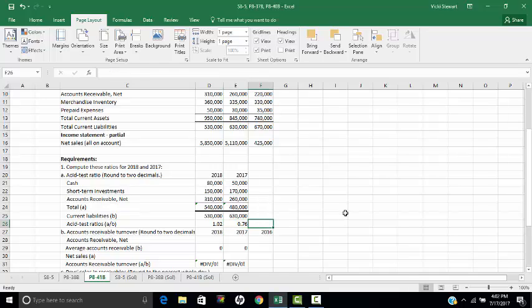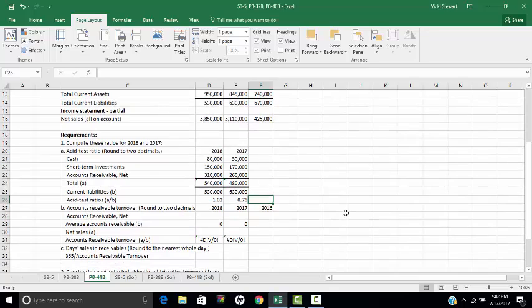So what does this ratio mean? It means that, for instance, in 2018, we have $1.02 in quick assets for every $1 that we have in current liabilities, and in 2017, we have 76 cents in quick assets for every $1 that we have in current liabilities. The next ratio that we are going to compute is the accounts receivable turnover ratio.